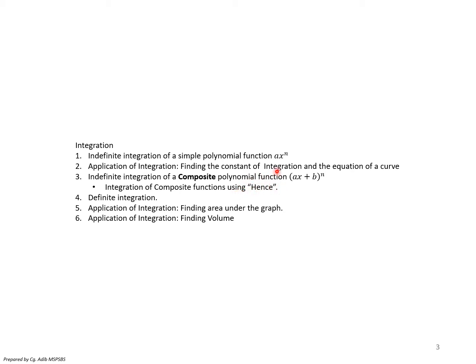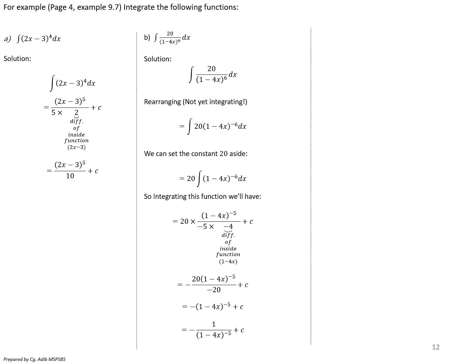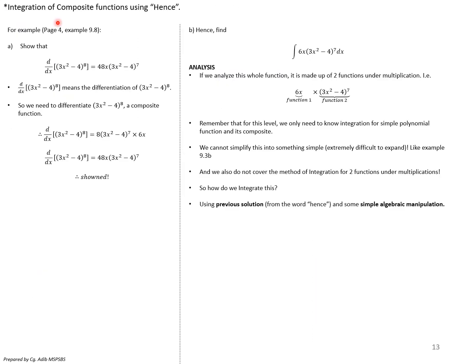Okay, so we're going to skip some of the slides. If you look at the example on page 4, example 9.8 from the notes that I have given you, you have this question. In part A, they ask you to show that this left hand side equals the right hand side. What it means is that you need to differentiate the left hand side and make sure that we have the same answer as the right hand side part.